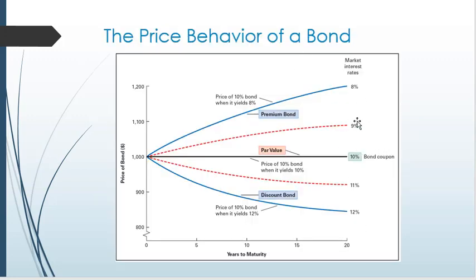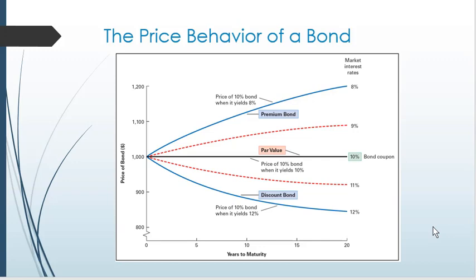So these are 20-year bonds out here. As you can see, no matter what happens, right, this 12% bond down here, if interest rates fall, bond prices could go up, and if interest rates go up, bond prices could go down. So it could actually go above the par value for a while, but eventually it has to come back to this $1,000.